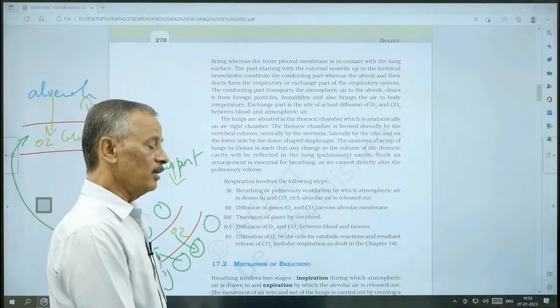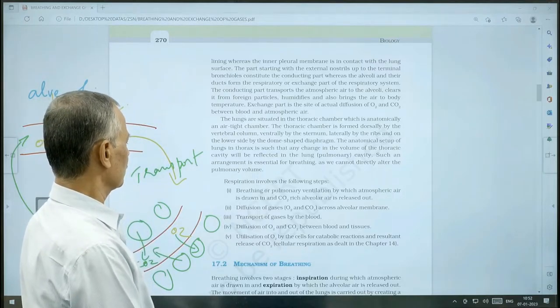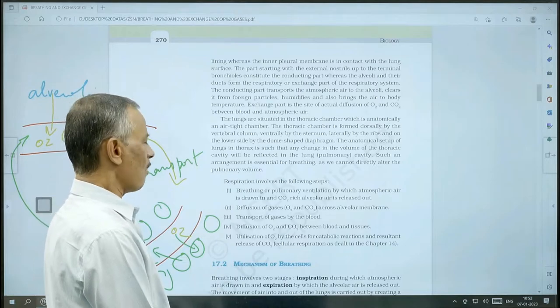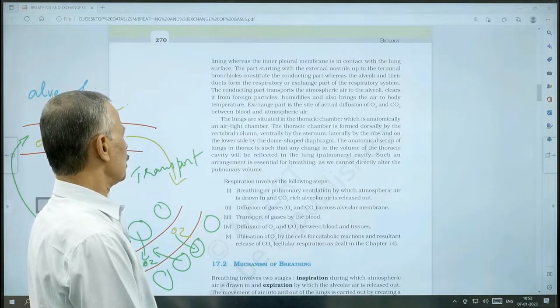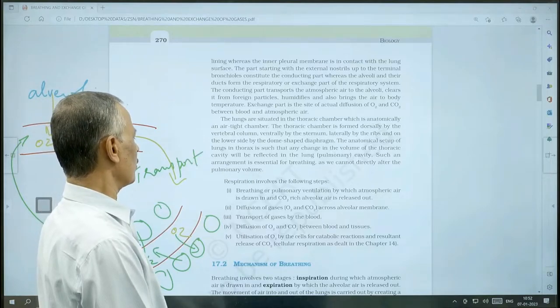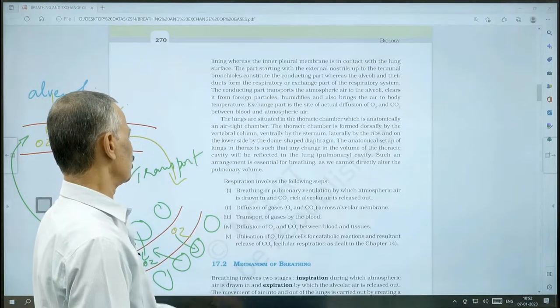So again, there is an exchange of gases. This exchange is called secondary exchange. Exchange at the tissue level. So diffusion of oxygen and carbon dioxide between blood and the tissues.